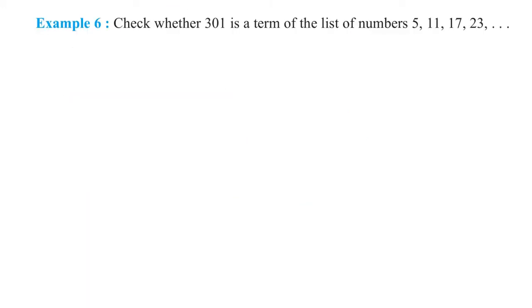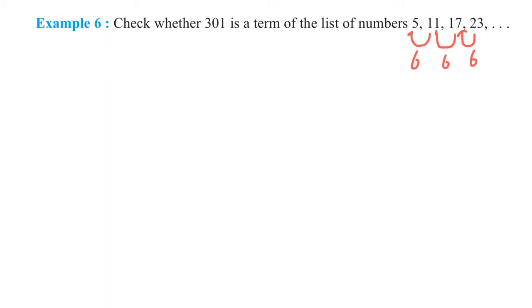Let's try this. Check whether 301 is a term of the list of numbers 5, 11, 17, 23, and so on. Now, if you observe, the question does not say that it is an arithmetic progression. So before we even proceed, we have to first identify whether this is an arithmetic progression or not. And how do we do that? Check for the common difference. 11 minus 5 is 6. 17 minus 11 is also 6. 23 minus 17 is also 6. So the common difference is the same throughout. So therefore, this is an arithmetic progression.